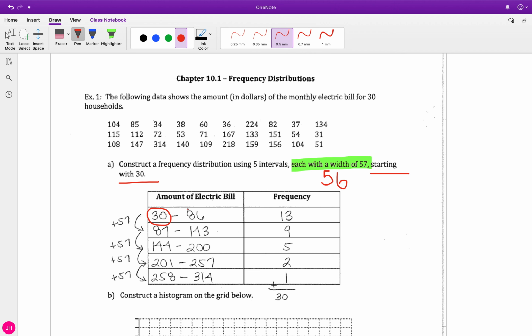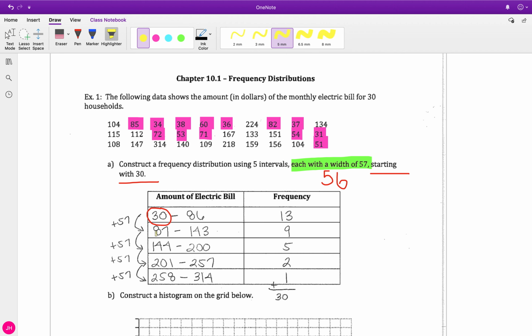Now, the next part is I'm going to go through and find all the numbers that are between 30 and 86. And this is the tedious part. I'm going to highlight all the numbers that are between 30 and 86 here, and hopefully I can get them all in the first run through. So 1, 2, 3, 4, 5, 6, 7, 8, 9, 10, 11, 12, 13. There are 13 numbers that are between 30 and 86.